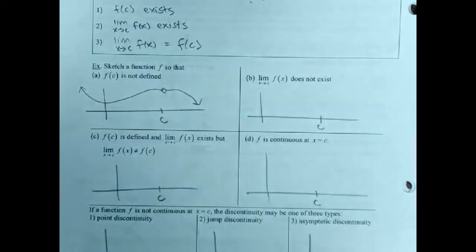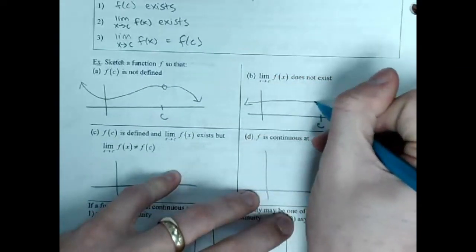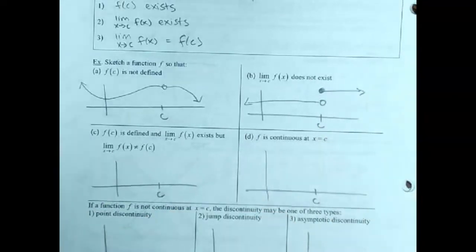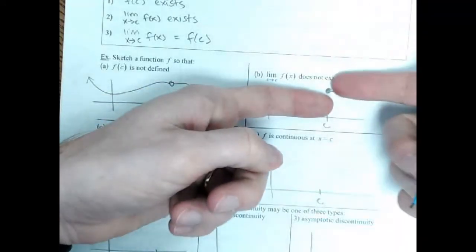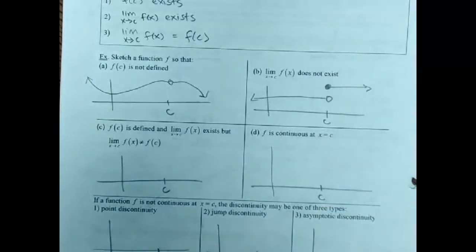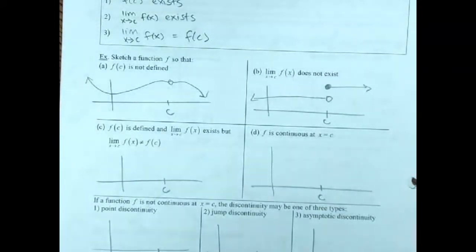Okay, part B says the limit does not exist. We saw a bunch of those when we did limits graphing. Right? You could draw something like a step function where the limit from the left is one value and then the limit from the right is a different value. You could do an asymptote where one side goes up, the other goes down. Lots of different things you could do, but here we just want the limit to not exist. So the limit from the left and the limit from the right better not be the same.